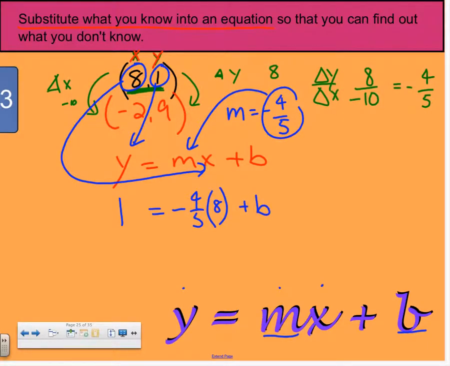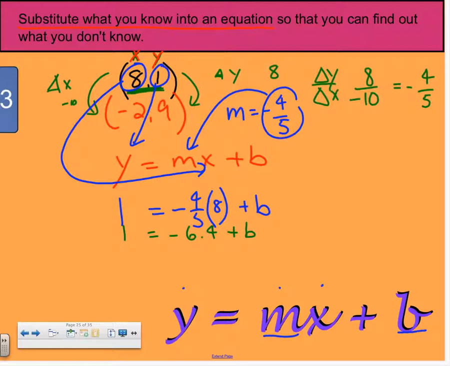Okay? And now I do not have my y-intercept. But the nice thing about an equation is if b is the only unknown variable, I can solve and figure that out. Okay? So let's do some math here. The first thing I'm going to do is multiply -4/5 times 8. And that is going to get me -6.4. So I have 1 equals -6.4 plus b.